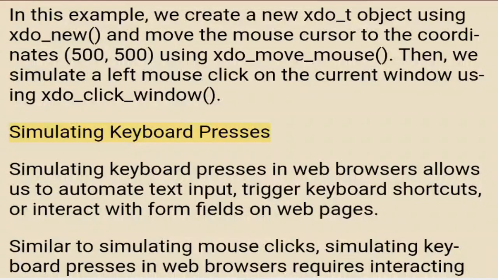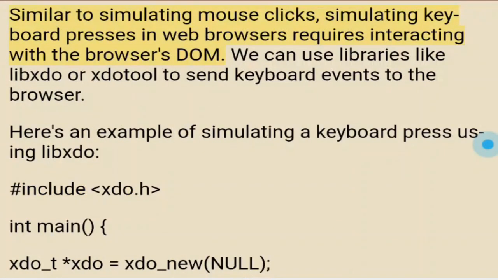Simulating keyboard presses. Simulating keyboard presses in web browsers allows us to automate text input, trigger keyboard shortcuts, or interact with form fields on web pages. Similar to simulating mouse clicks, simulating keyboard presses in web browsers requires interacting with the browser's DOM. We can use libraries like libxdo or xdotool to send keyboard events to the browser. Here's an example of simulating a keyboard press using libxdo.